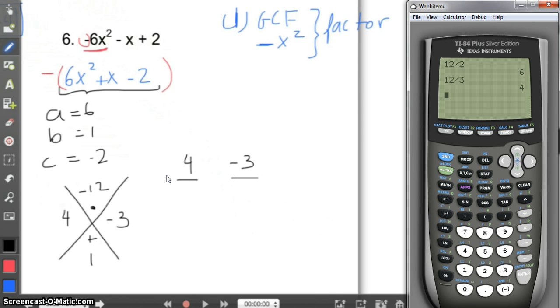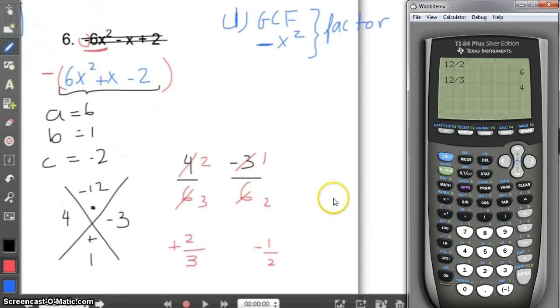Then you divide by A. Remember, this does not exist anymore. This is what you need to look at, because you factored the negative out. So this A is 6. So 6, 6. Now 4 over 6 you can divide by 2. You get 2 over 3. And negative 3 over 6 you can divide by 3. So you get 1 over 2, negative half, and 2/3.